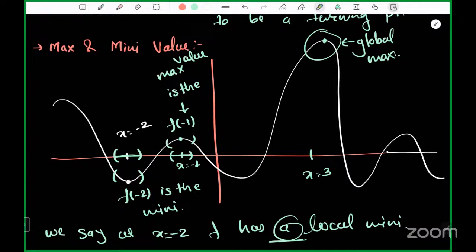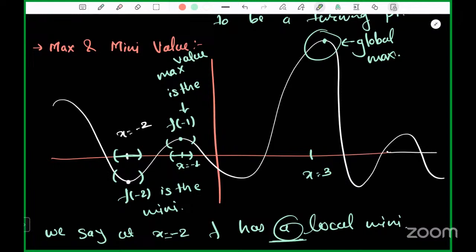So we can say that if f dash at x naught becomes 0, then it is possible to have a maximum or minimum value at that point. I'll also state this one, but first understand local maxima, local minima, global maxima, global minima.